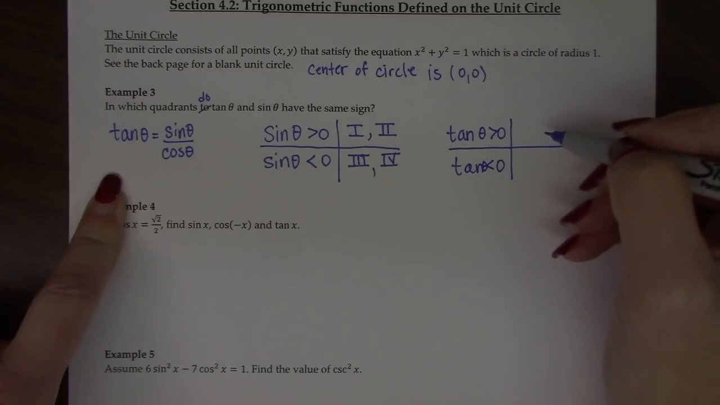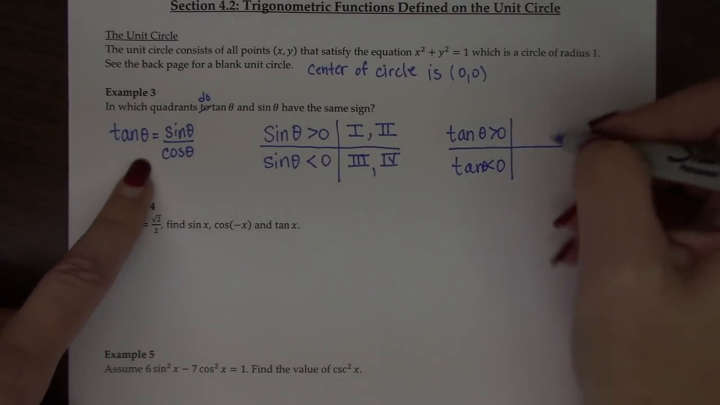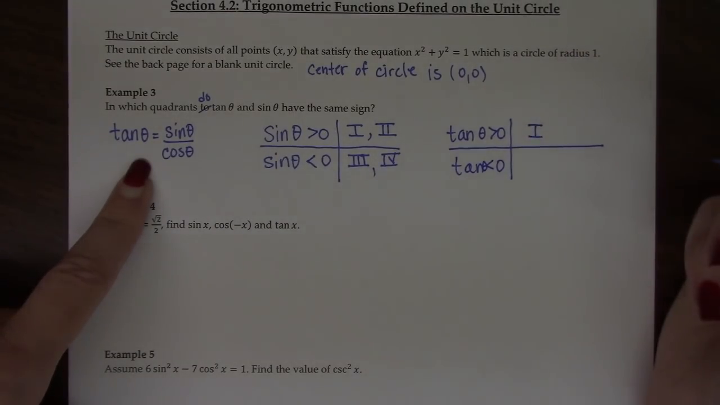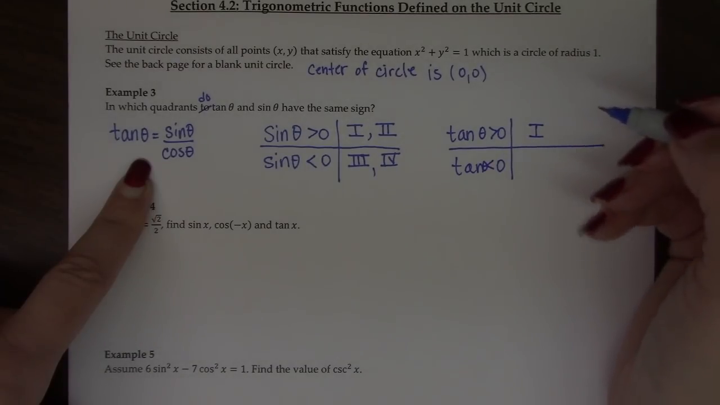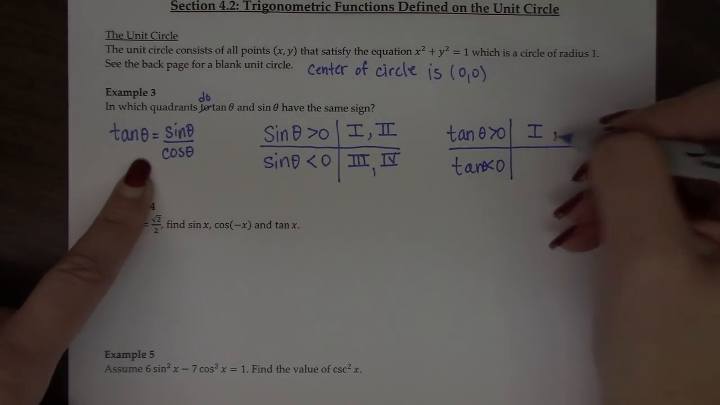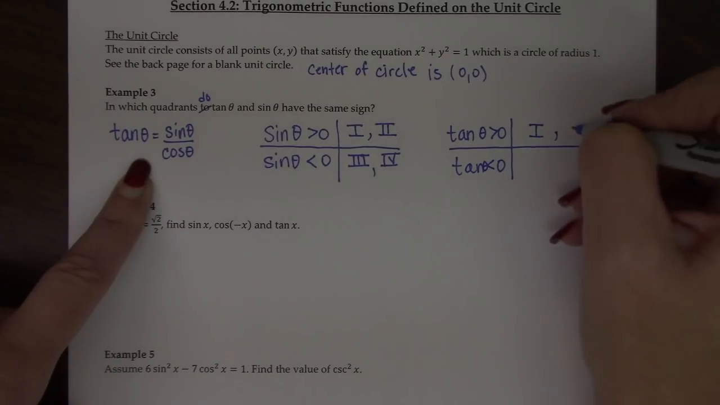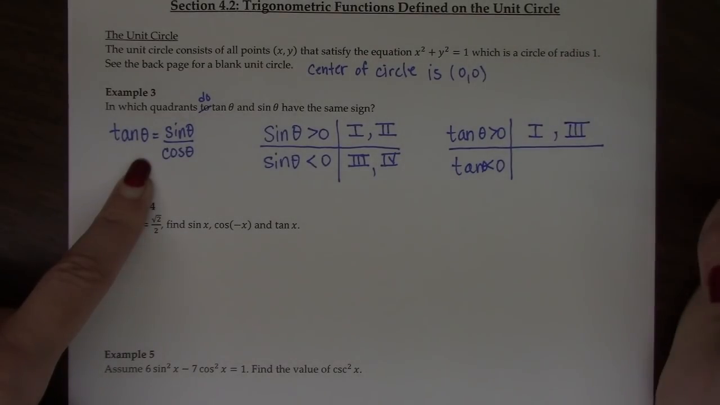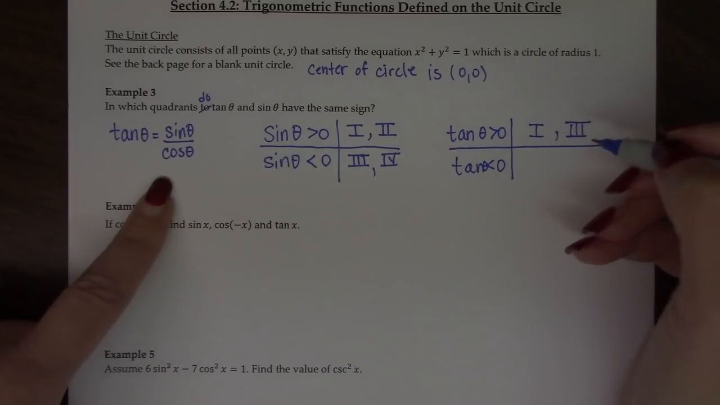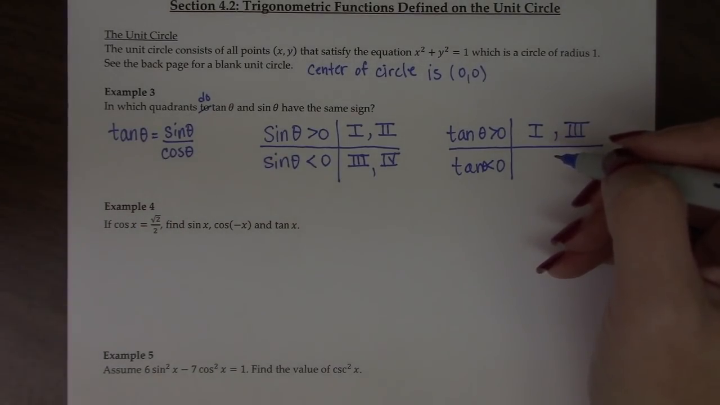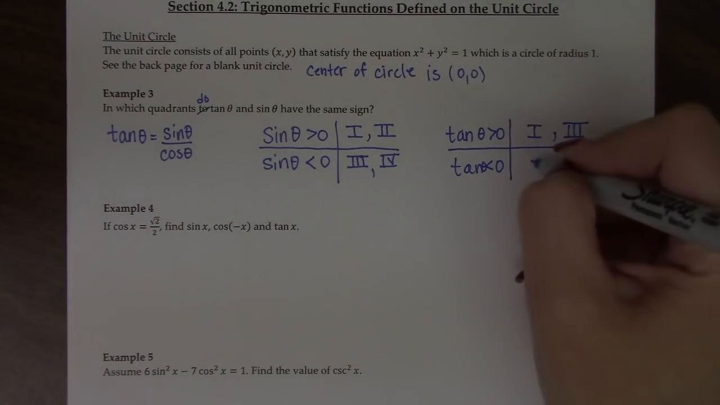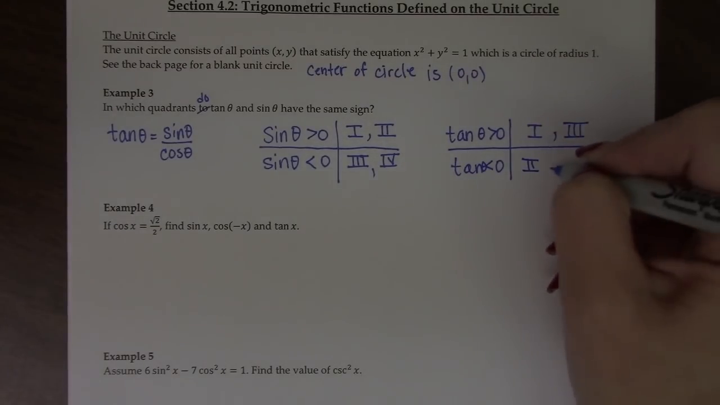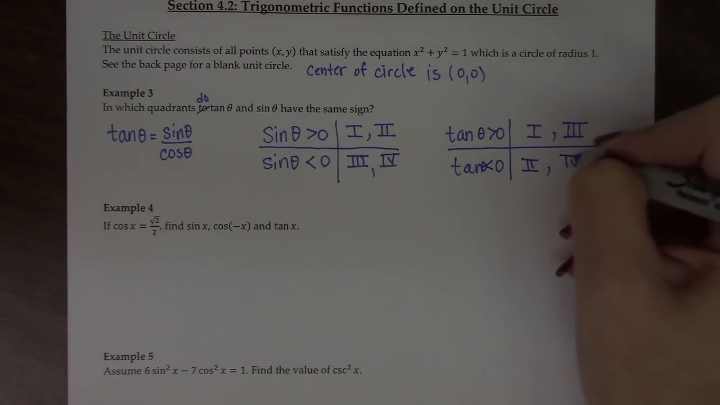Right? So tangent's positive when sine and cosine are both positive, and that is true in quadrant 1. Tangent is also positive when sine and cosine are both negative, and that's only true in quadrant 3. Tan is negative whenever sine and cosine have the opposite sign, so in quadrant 2 and in quadrant 4.